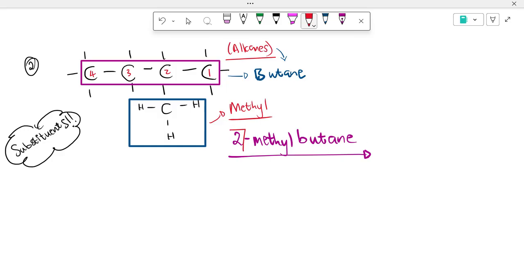But what does the 2 tell me? The 2 tells me where the methyl is found. So the number 2 tells me that the methyl group is found on carbon number 2. Do you guys get that? My methyl group is on carbon number 2. That's what it's telling me. So that's the name, 2-methylbutane.